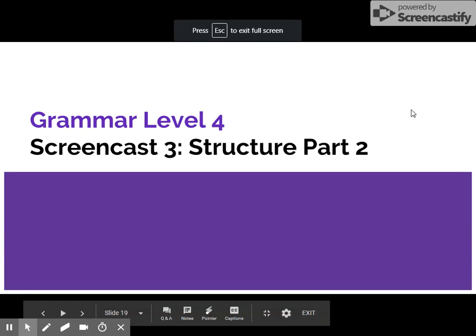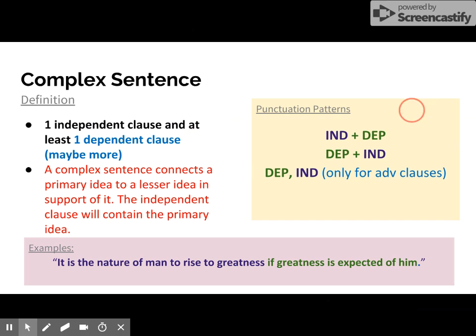Today's screencast will cover complex and compound complex sentence structures. So a complex sentence has one independent clause and at least one dependent clause. That's the minimum. It could always have more dependent clauses, but it can only have one independent clause. And the idea of a complex sentence is that it connects one main idea to a subordinate or dependent idea. So the main clause, which is independent, has the key idea of the sentence.